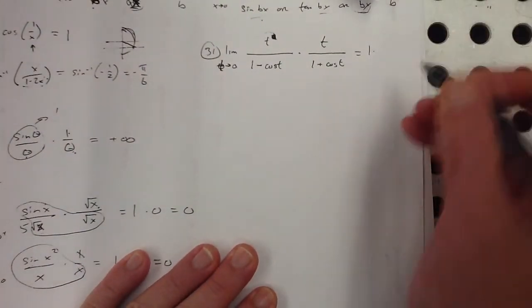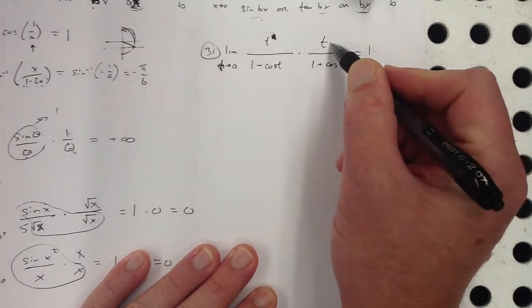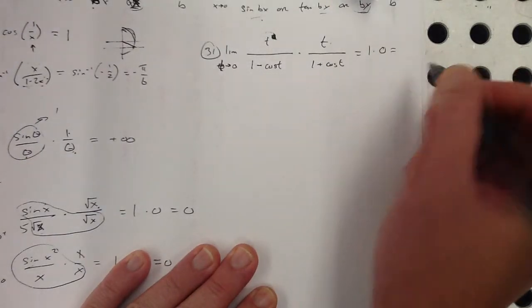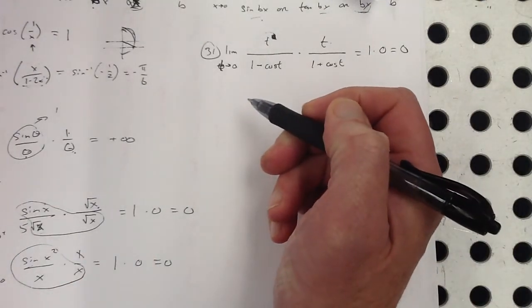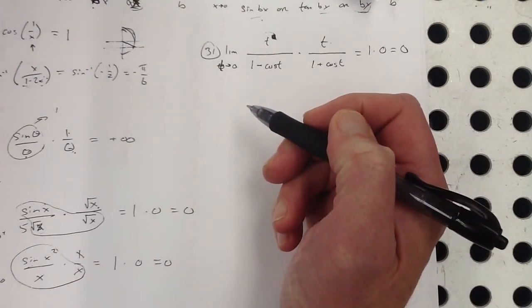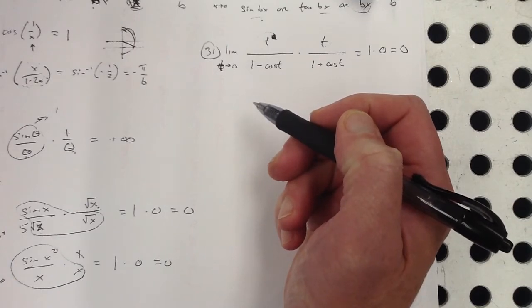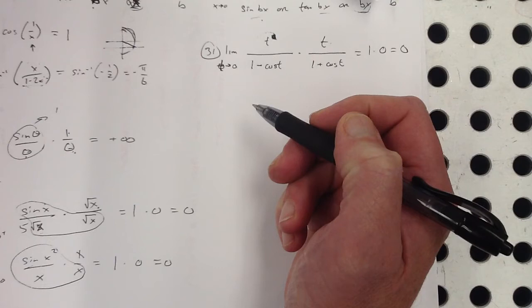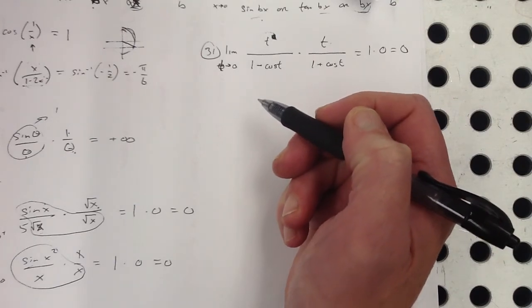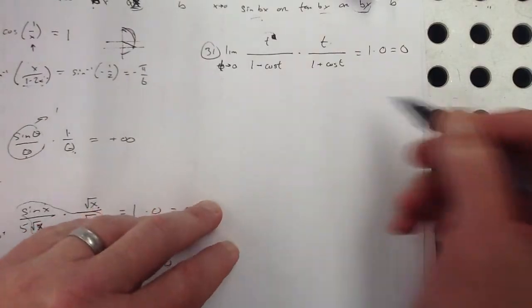So this is equal to 1 times, when I plug 0 in this, I get 0 over 2. So that's equal to 0. So that whole thing is just going to be equal to 0. Wait a minute. Hold on a sec. Oh, wait a minute. Boy, I messed that up.